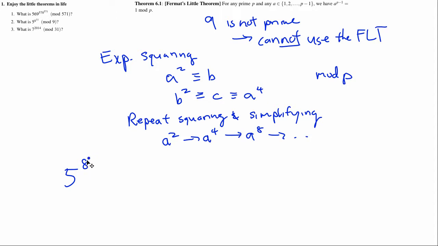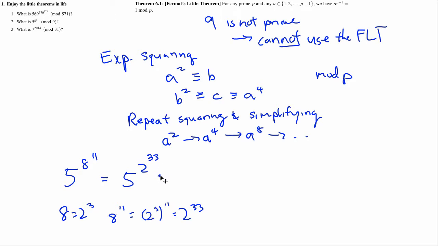So here we have 5 to the 8 to the 11. Let me rewrite this. Since 8 is 2 to the third, 8 to the 11 is just 2 to the third to the 11, which is 2 to the 33rd. So 5 to the 2 to the 33rd power is equal to, again, we factor out a 2. We're left with 2 to the 32.